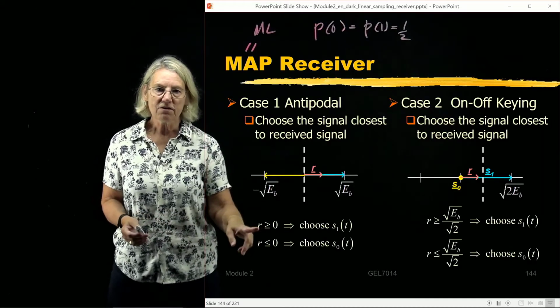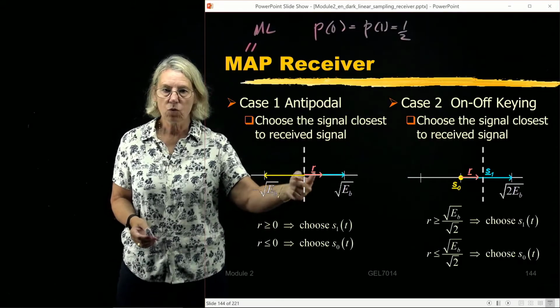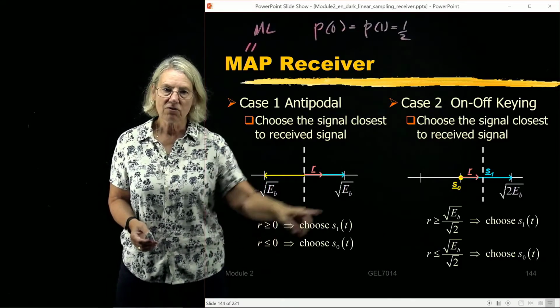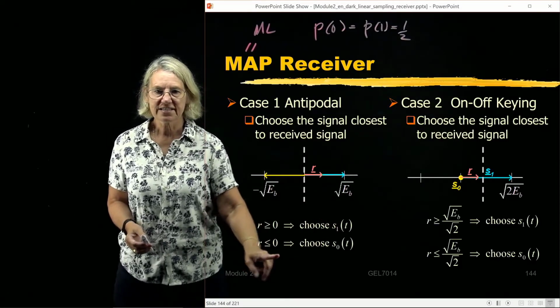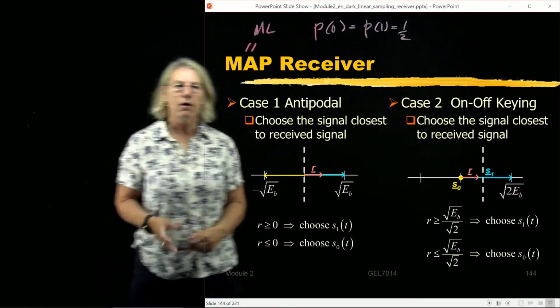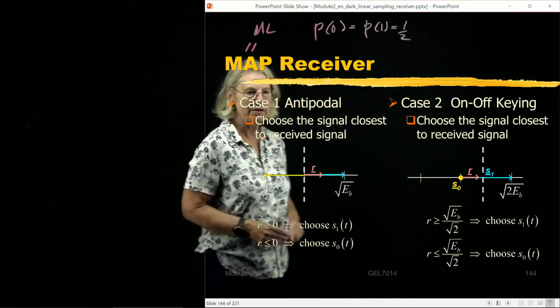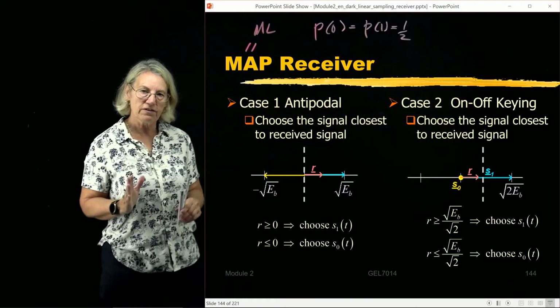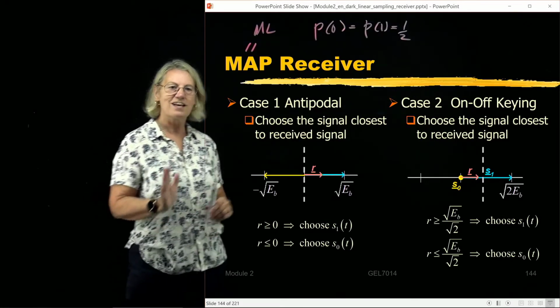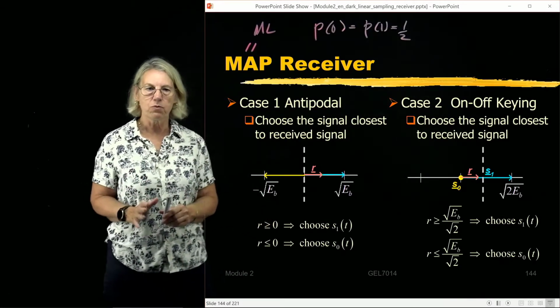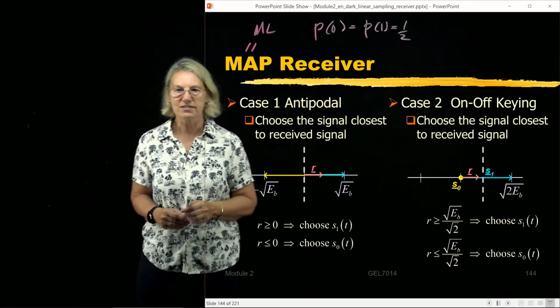So for instance here, if r, the coordinate of the received vector, is greater than 0, choose S1. If it's less than 0, choose S0. Now in the on-off keying case, the midpoint is at the square root of EB divided by the square root of 2. So if the received coordinate is larger than this midpoint, I would choose S1. If it's smaller than the midpoint, I would choose S0.